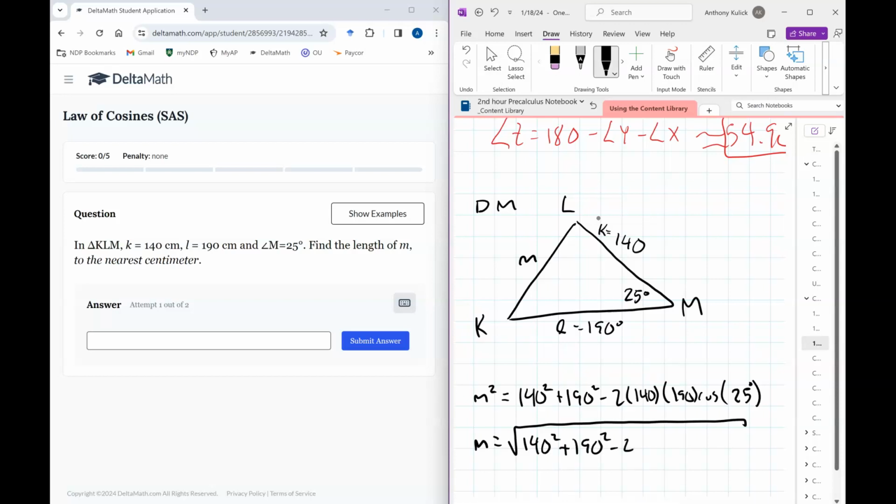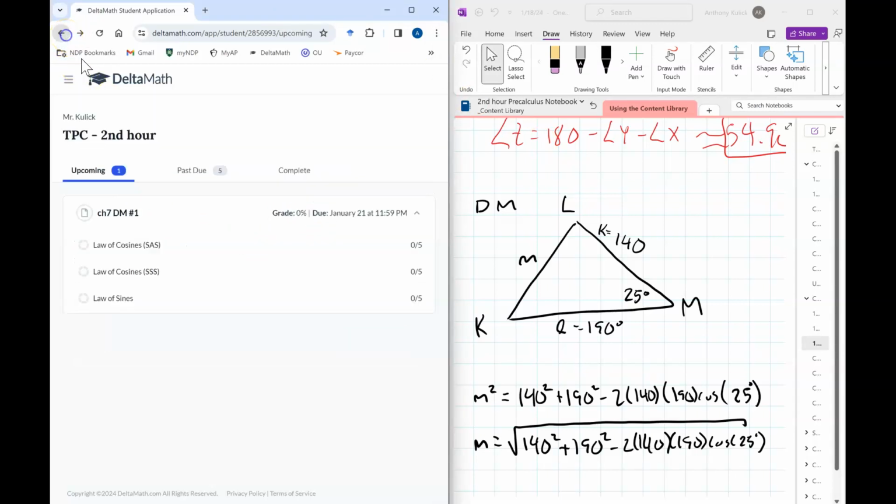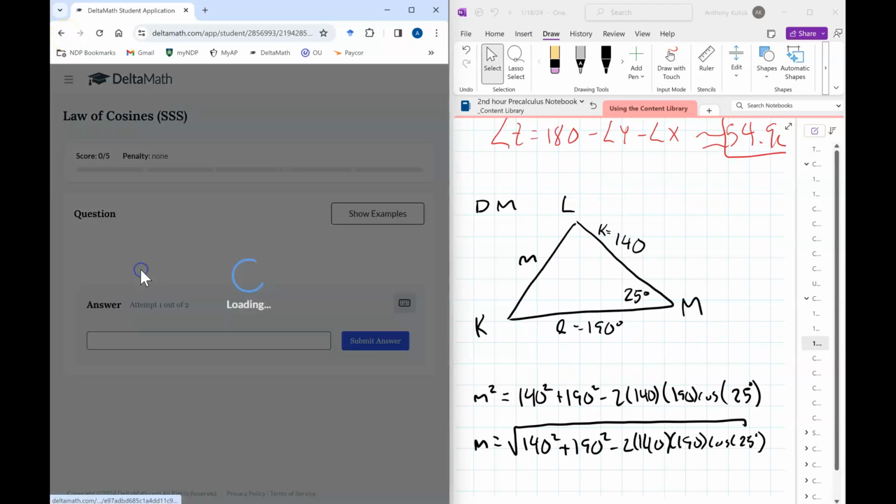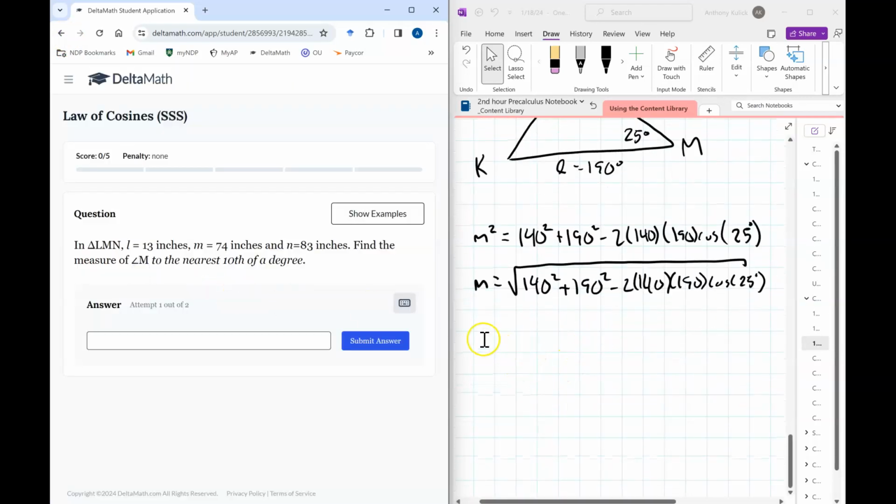It was the other ones. Okay, let's take a look at that then. Because this feels pretty cut and dry, right? It's okay. Let's take a look at this one then.